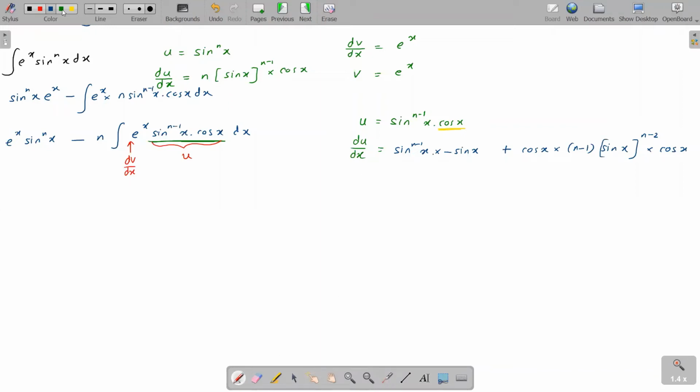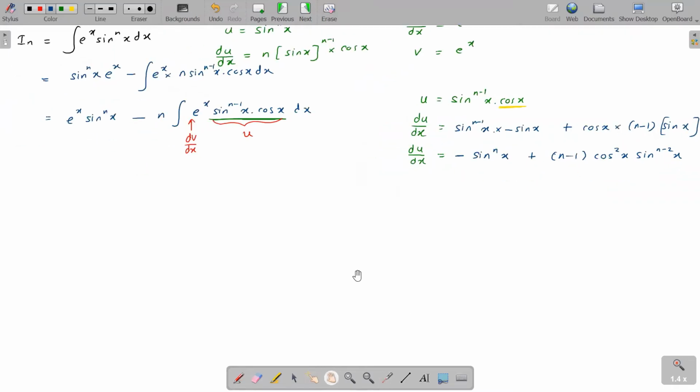Okay, so let me rearrange this a little bit. du by dx is equal to minus sine to the power n minus 1 x into sine x, and sine to the power 1 times sine^(n-1) gives you sine^n x. And then here you get plus n minus 1 cos x times cos x is cos square x, times sine to the power n minus 2 x. Are you with me? Okay. So I think you can see now we are generating the power n minus 2, which is what we need to see here.